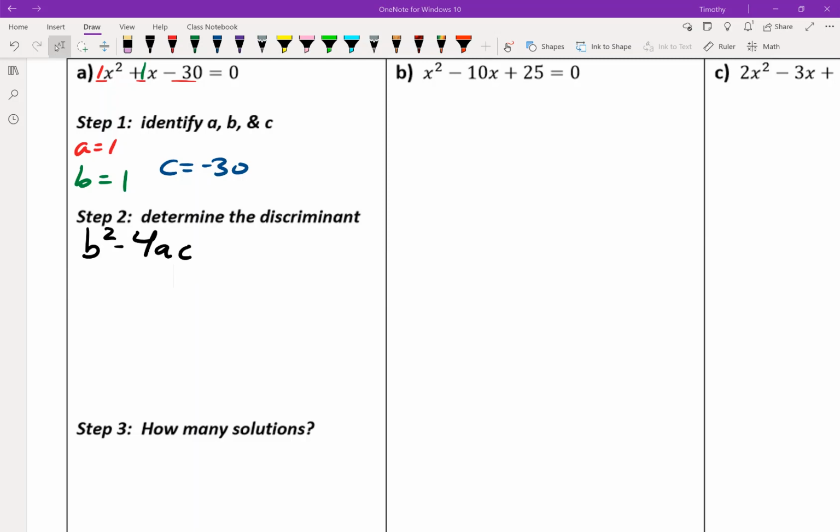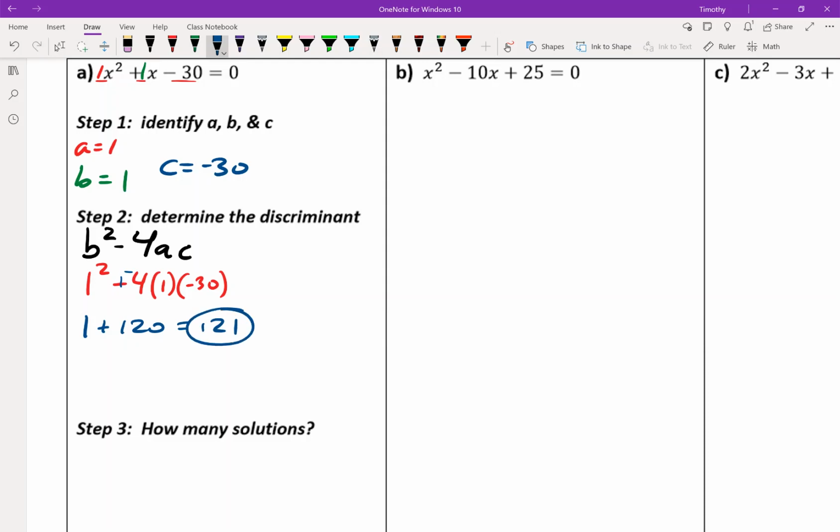From there, it's just a matter of plugging in the numbers that we know into this little formula. So b from above is 1. So b squared would be 1 squared. Minus 4 times a, which is 1, times c, which is negative 30. And then we just do that math. 1 squared is 1. Think of that as a negative 4. Negative 4 times 1 times negative 30 is positive 120. And 1 plus 120 is 121. So now that's the value of our discriminant.